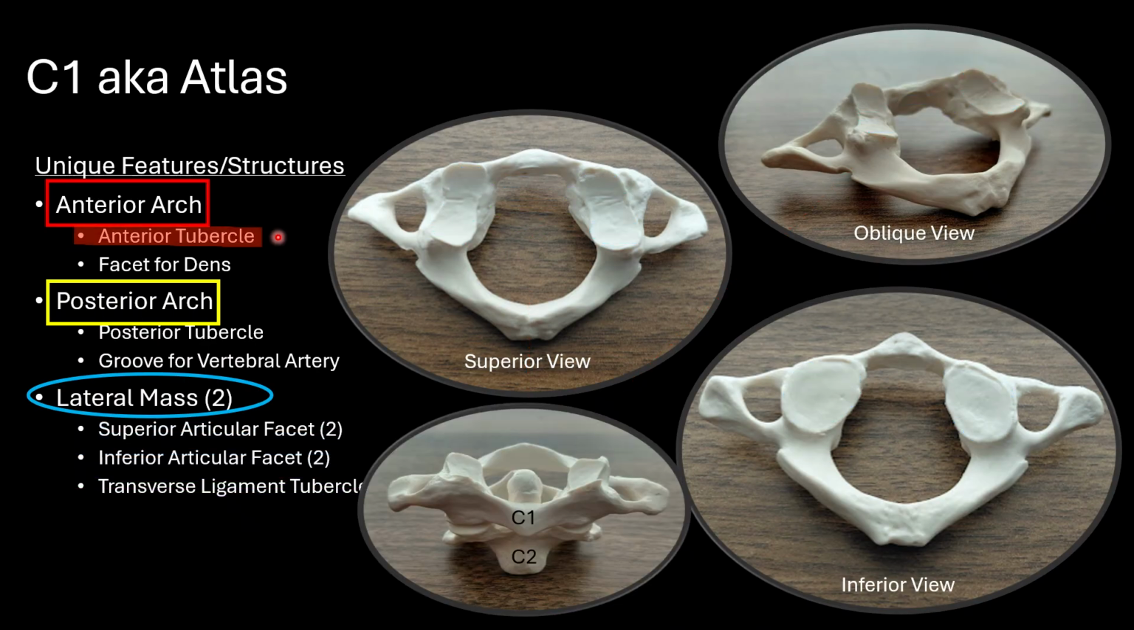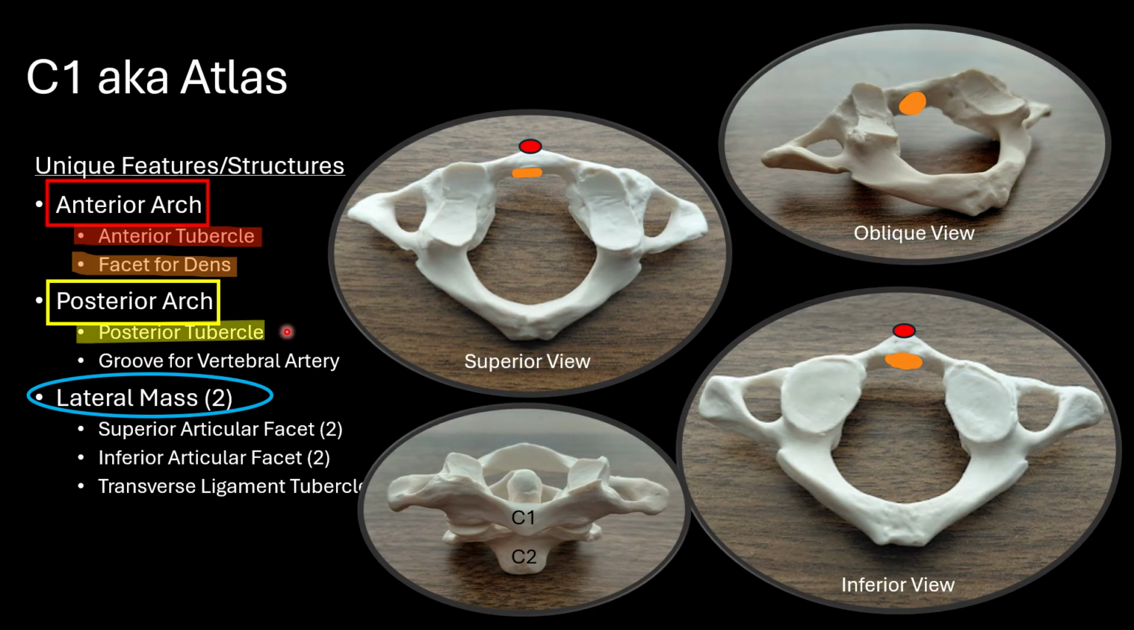The anterior arch has an anterior tubercle, and while it's not in perfect view here or here, it will be located roughly there. And it serves as an attachment point for the longus colli muscle as well as the anterior longitudinal ligament. There's also a facet for the dens, located right here, which articulates with none other than the dens or odontoid process and allows for smooth rotation.